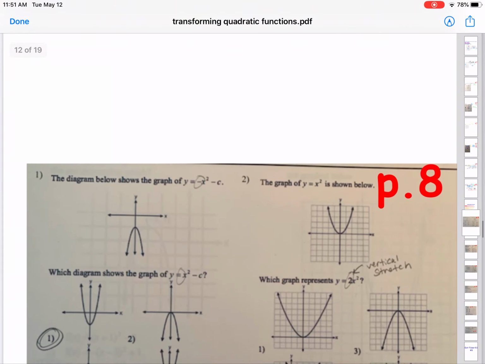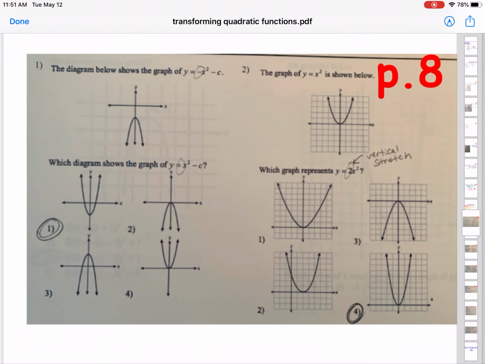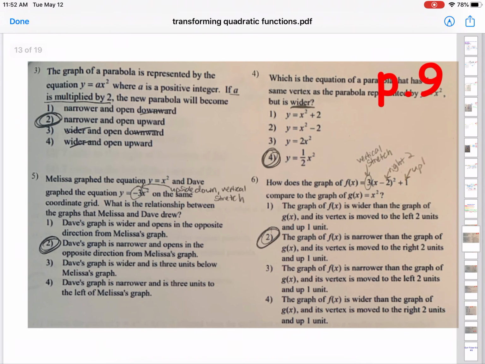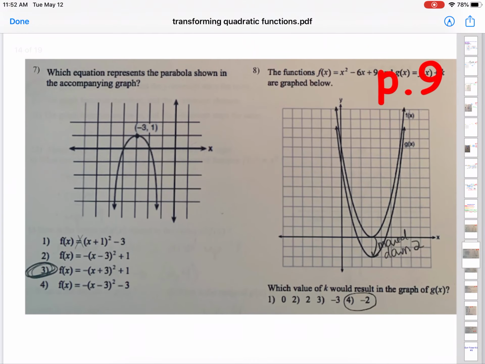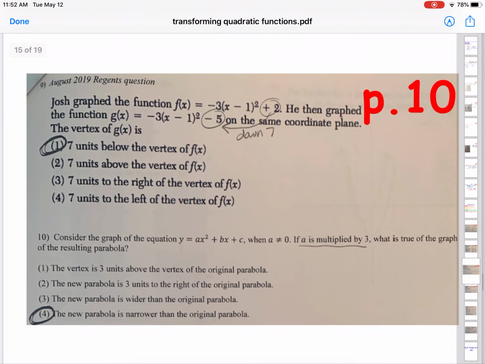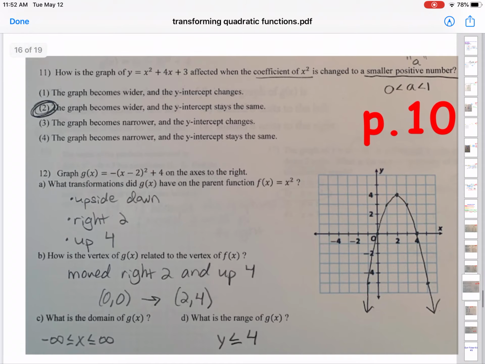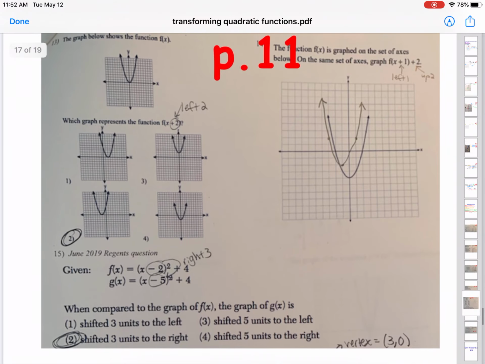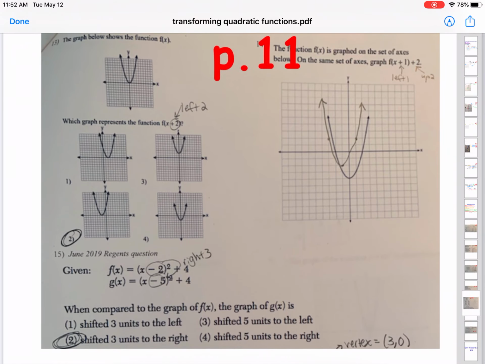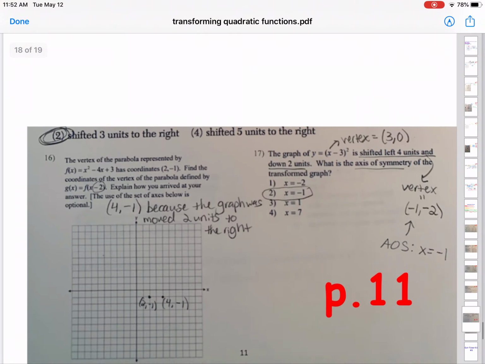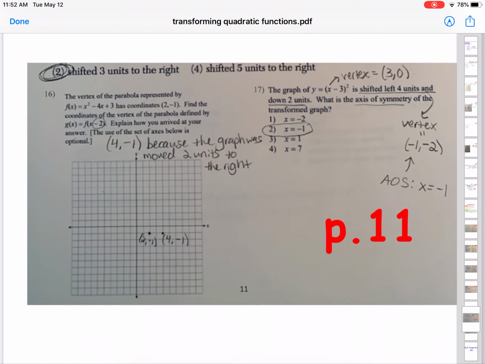Okay, let's check our work for the independent practice. Here's numbers 1 and 2 on page 8. Here's numbers 3 through 6 on page 9. Here's numbers 7 and 8 on page 9. Here's numbers 9 and 10 on page 10. Here's numbers 11 and 12 on page 10. Here's 13, 14, and 15 on page 11. And finally, here's 16 and 17 from page 11.